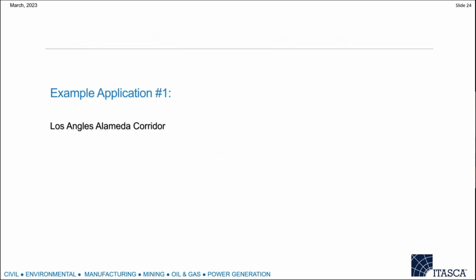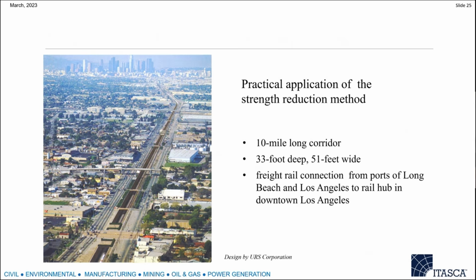Okay. Next, I will talk about two case studies. The first one is the Los Angeles Alameda corridor. So this is a picture of this project. It's a 10 miles long corridor, 33 feet deep and 51 feet wide, and it's located somewhere close to downtown Los Angeles.